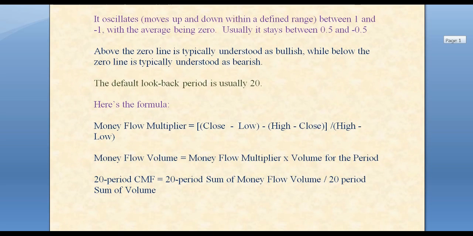So how do we interpret it? Well, usually this is how it's done. Above the 0 line is typically understood as bullish, while below the 0 line is typically understood as bearish price action. Pretty simple. And the default look-back period on websites like stockcharts.com and tradingview.com and all those is usually 20, but that can be adjusted in most cases.